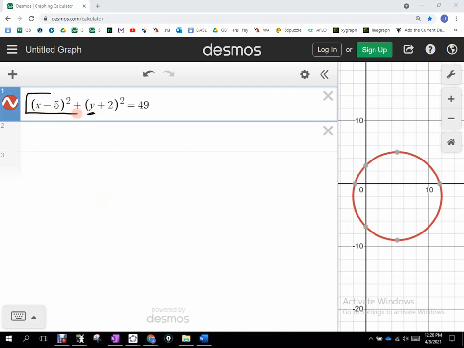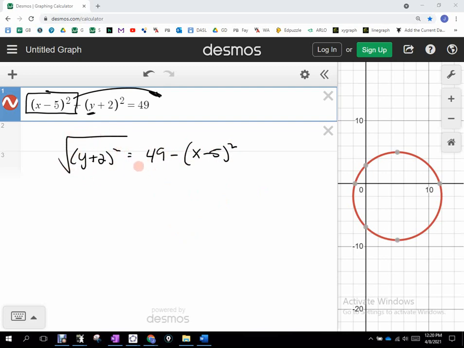If I want to solve for y here, I first need to move this stuff to the other side. You guys agree with that? So I'd have y plus 2 squared equals 49 minus the quantity x minus 5 squared. Now to get at this y value, I need to take the square root. So I'll take the square root of this.